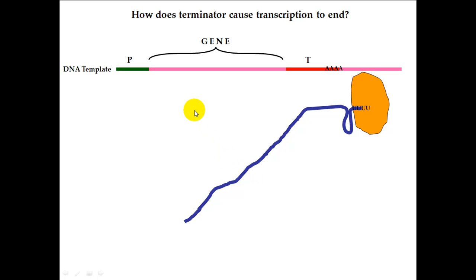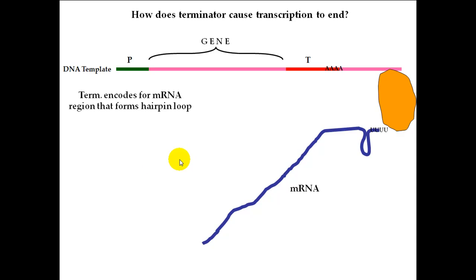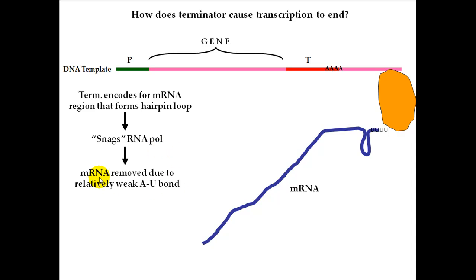So to sum that up, here's the answer to this question. How does the terminator cause transcription to end? The terminator encodes for a messenger RNA region that forms a hairpin loop, which is again this structure. That hairpin loop then snags the RNA polymerase so that it basically stops. That messenger RNA then is removed due to the relatively weak A to U bonds that occur after that hairpin loop.